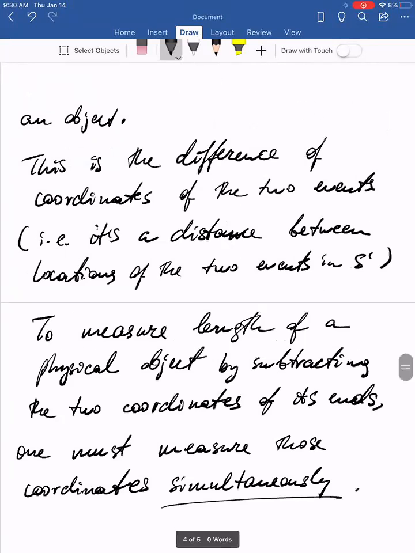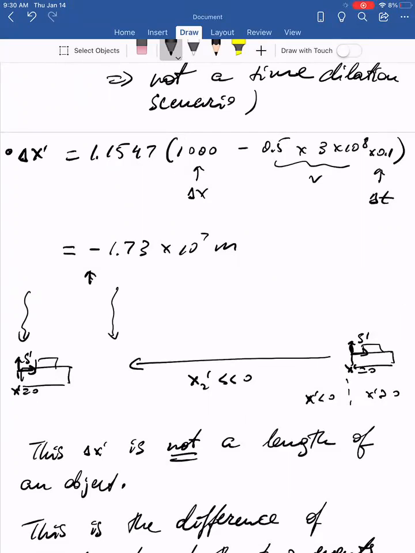But in this example, when we computed delta x prime, that's a difference of coordinates of two events that were not simultaneous. First, there was one lightning strike, then we waited a little bit, and then there was another lightning strike, and we recorded the coordinate of the second lightning strike. So I just wanted to use this as an opportunity to bring up to the forefront of your conscience this idea that for moving objects, difference in coordinates equals the length only when you measure those two coordinates at the same time, simultaneously.